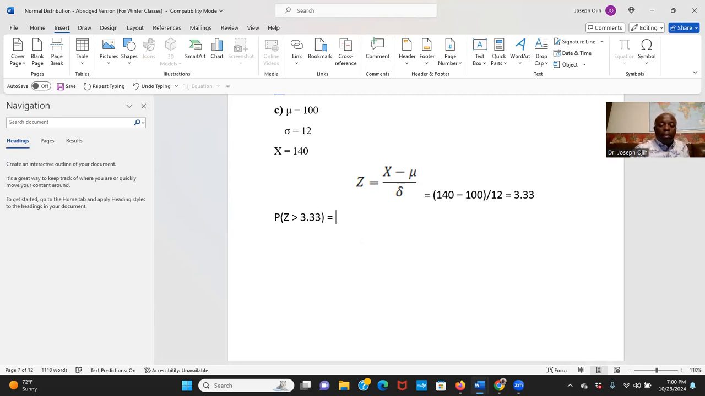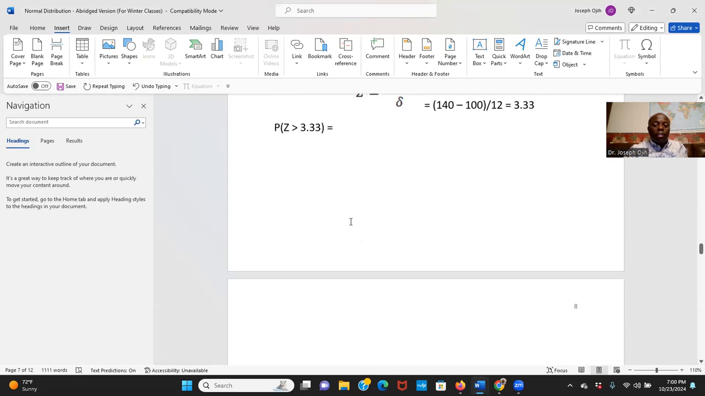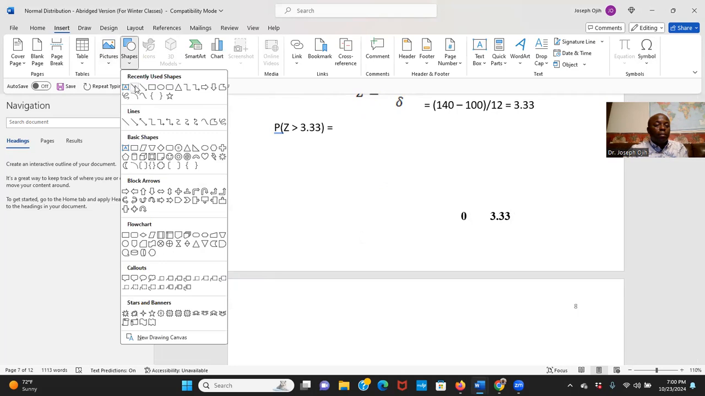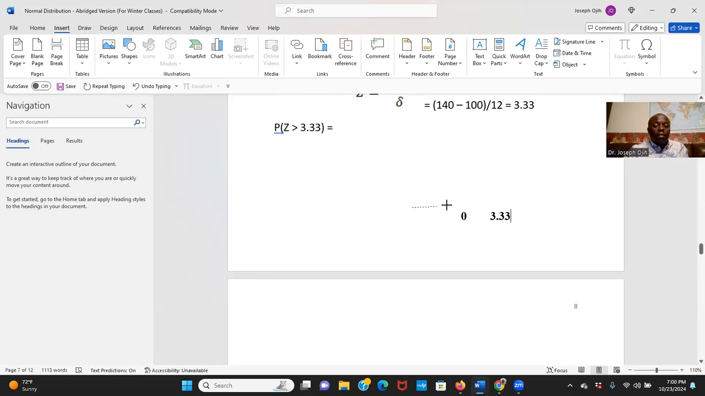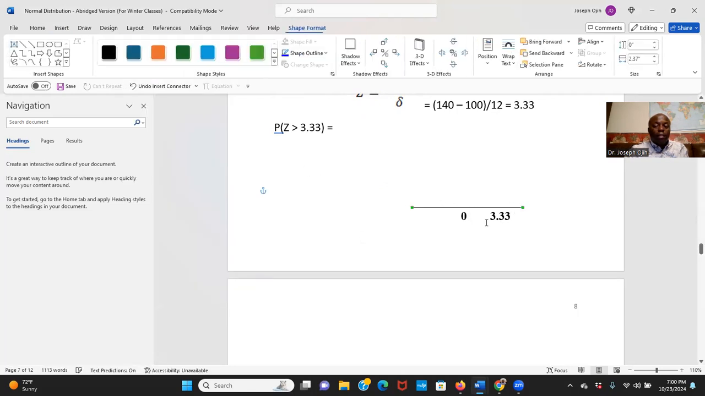Okay, to answer this, first we need a chart. To make the chart, we have 0 and 3.33. So let's put the line, the x-axis, and then we put our bell curve.